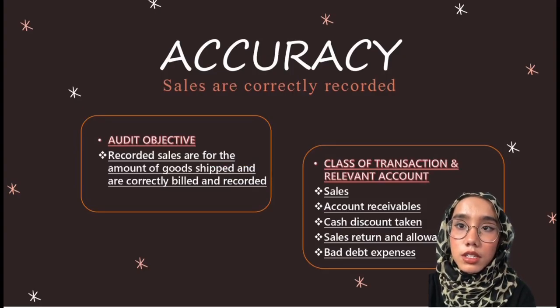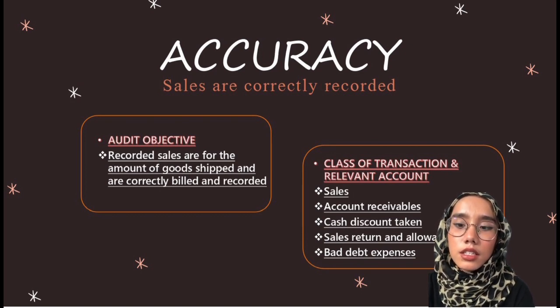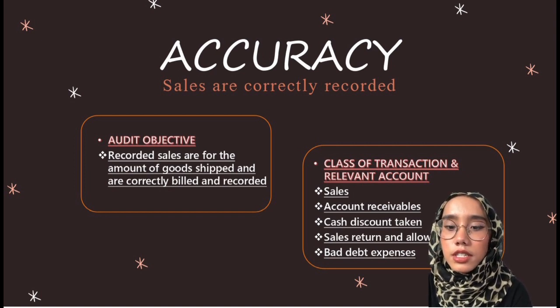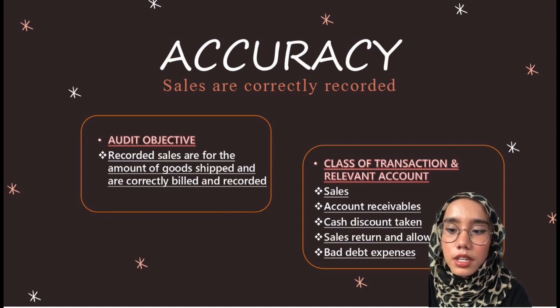So I will talk about accuracy assertion for sales. Accuracy in sales means that sales are correctly recorded. The audit objective for sales is that recorded sales are for the amount of goods shipped and are correctly billed and recorded. There are 5 classes of transactions and relevant accounts, which are sales, accounts receivable, cash discount taken, sales return and allowances, and bad debt expenses.